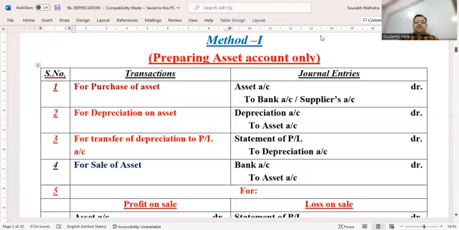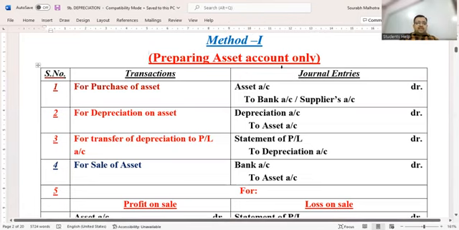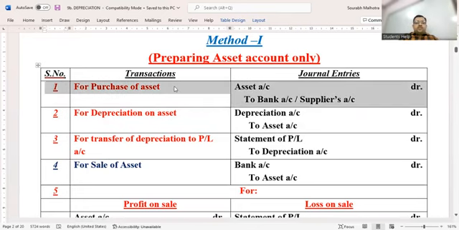All records would be maintained where, children? In asset account. So these journal entries are nothing new. They are the same that you have been doing since the very beginning of the subject. Whensoever we buy any asset, children, we do not use the word purchase. That is used when we buy goods. So asset account debit, the rule is debit what comes in.